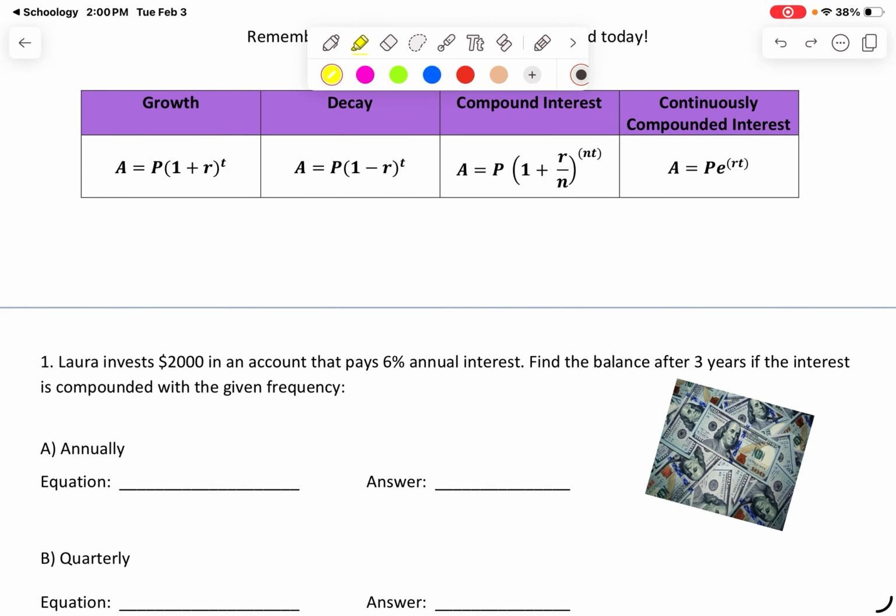So I'll be looking out for those words and then we'll see if we can catch them and make sure we're using PERT for those.